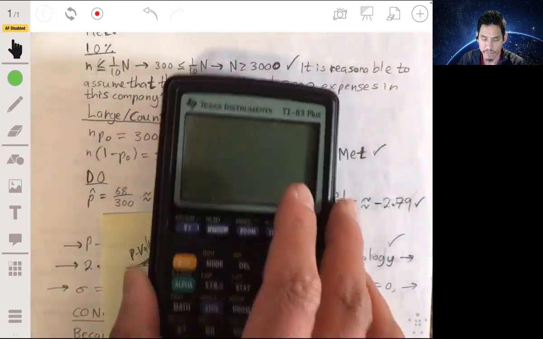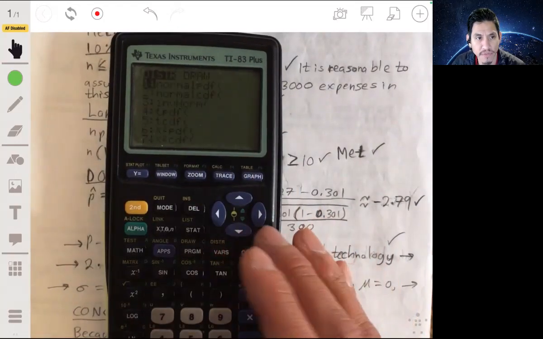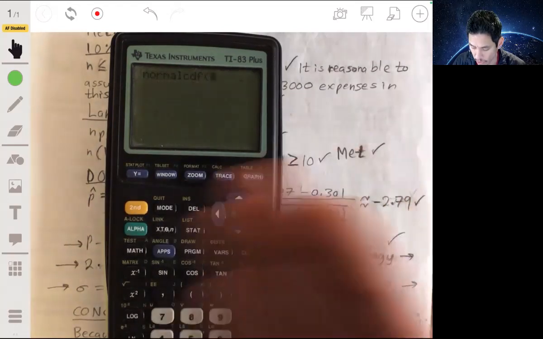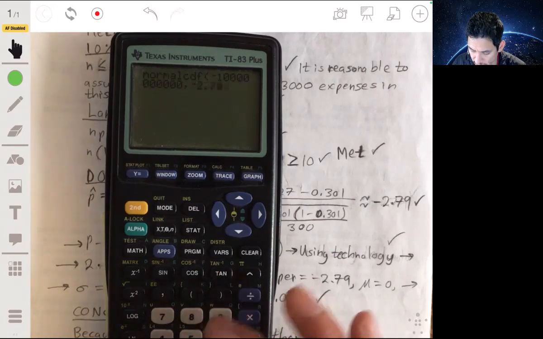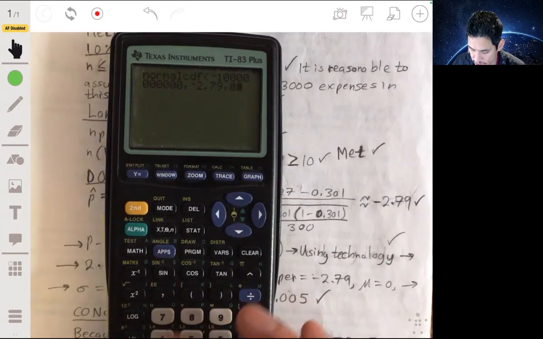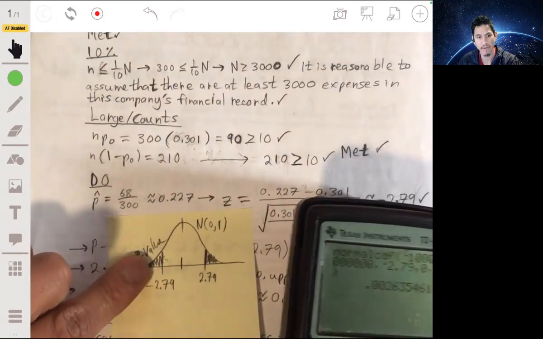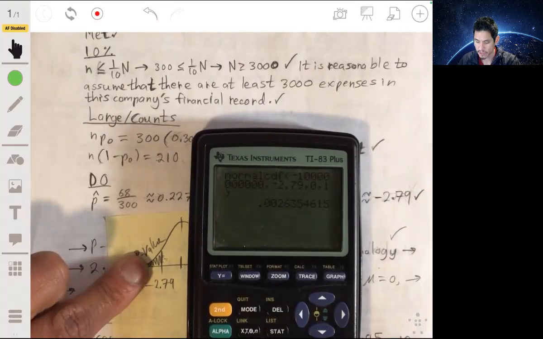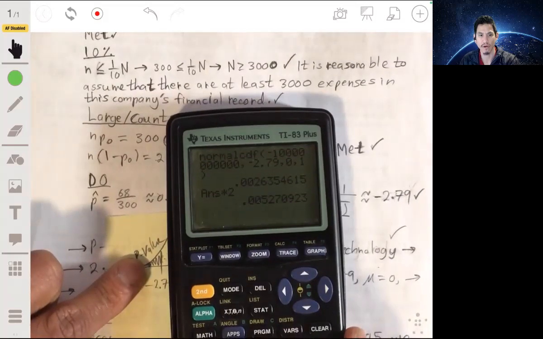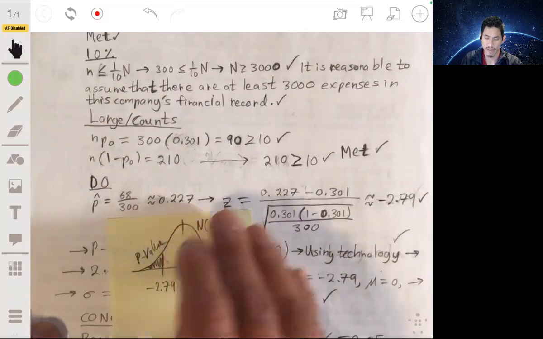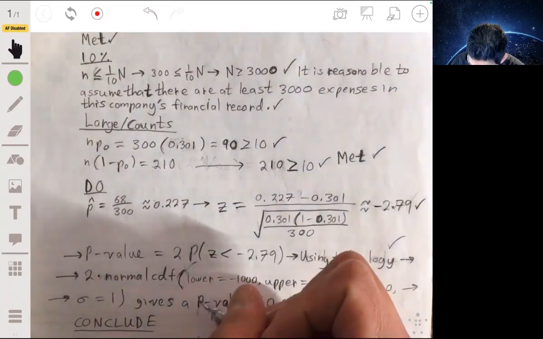So using technology, I'm going to go through a little faster this time, because I assume you're proficient. Go to normal CDF. The lower bound could be negative a billion or whatever, comma, negative 2.79 as the upper bound. Mean 0, standard deviation 1. This will give me the area to the left. Then we just double this, and that'll give me both areas. So we get 0.005. We get a p-value of less than 1%.